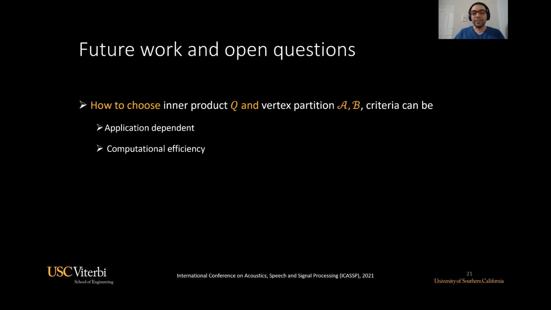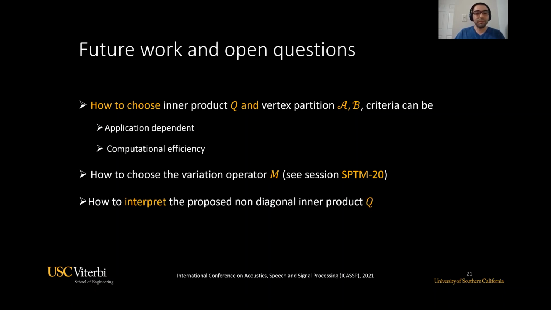For future work, there are several open questions. One of them is how to choose the inner product matrix and the vertex partition. Since our method worked for any vertex partition, there should be ones that are better than others. Some criteria might depend on the application and also on computational considerations. Another question is how to choose the variation operator. We have a paper in another session that looks at this problem. And also how to interpret this inner product Q.